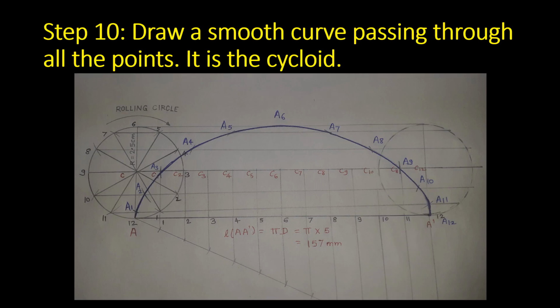And the last step to complete a cycloid is step 10. Draw a smooth curve passing through all the points right from A to A12. It is a cycloid. So I have joined here from point A to A1, A2, A3, A4, A5, A6, A7, A8, A9, A10, A11 and A12. This path forms the cycloid, or you can say point A is rolling on the straight line and the locations are like this.